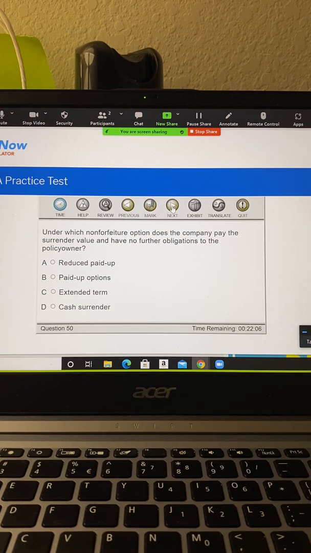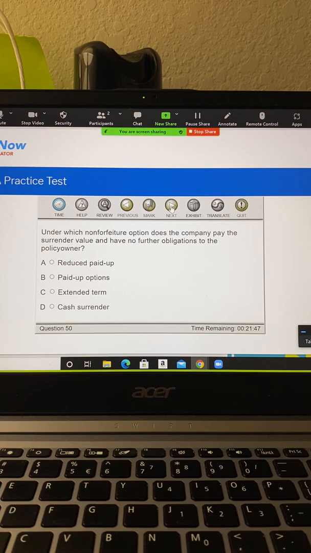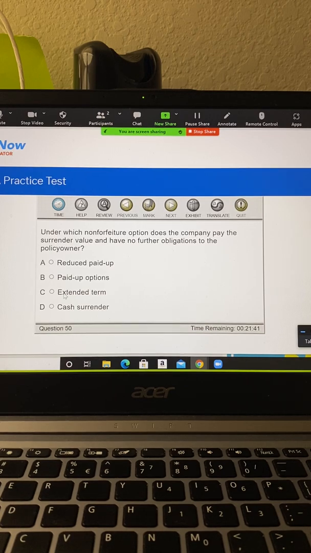All right, next. Under which non-forfeiture option does the company pay surrender value and have no further obligations to the policy owner? The cash surrender. Yep. All right.